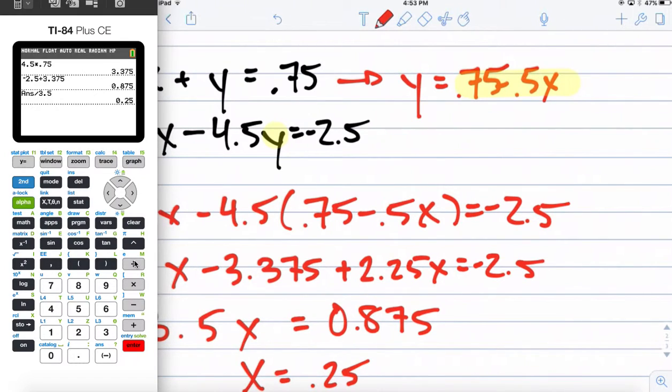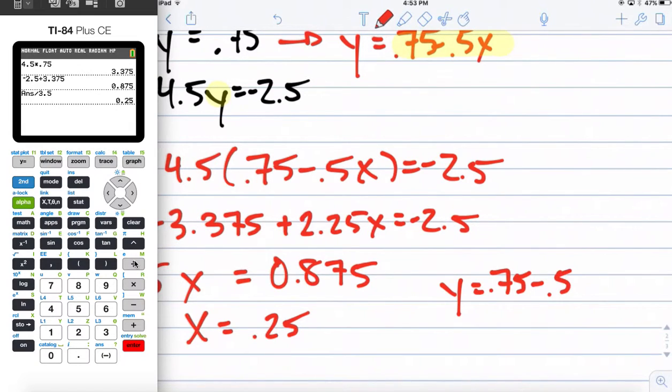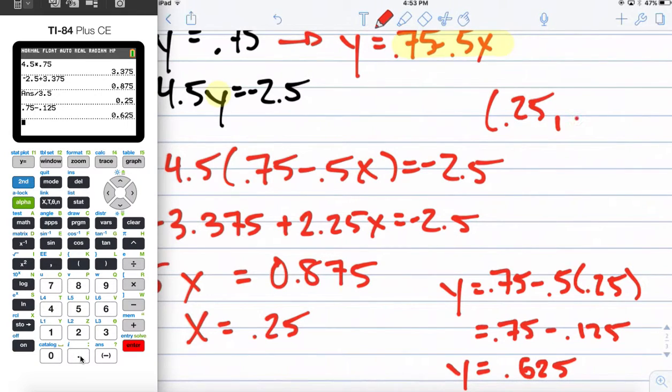Okay, so I know y is equal to 0.75 minus 0.5 times 0.25. Okay, that's 0.75 minus 0.125, which is equal to 0.625. Okay, so my solution is (0.25, 0.625).